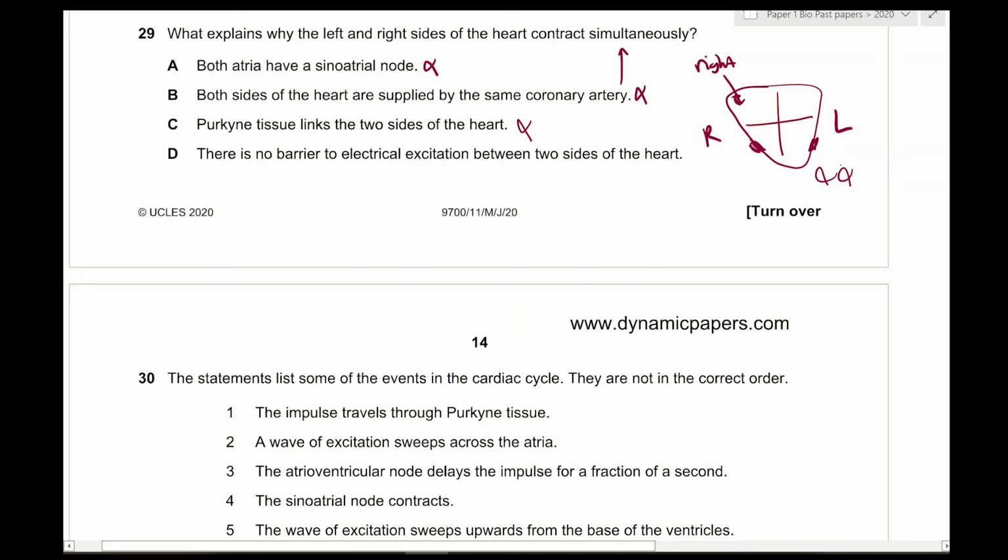D. There's no barrier to electrical excitation between two sides of the heart. Yes, this is correct because there is no barrier. This means that the excitation waves from the sinoatrial node in the right atrium could also pass to the left. And the excitation waves from the AVN node could also pass to both ventricles, both left and right. Therefore, this is going to be the correct answer.